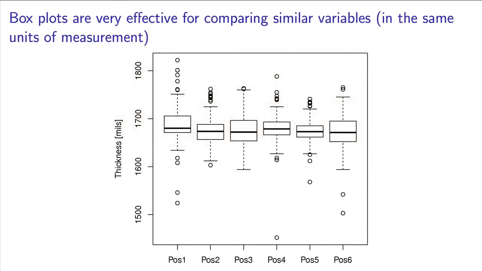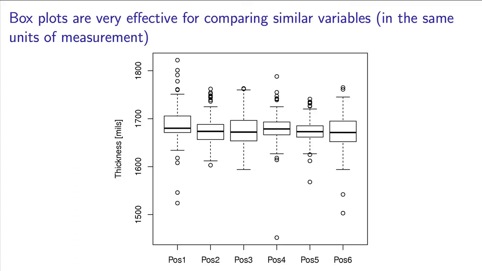Here are 6 box plots, one for each position on the board. The box plots show the thickness using data from the most recent 100 boards that were cut. Pause the video and study the plot. What do you notice about the sawmill's operation? What recommendation would you give to improve the process quality?